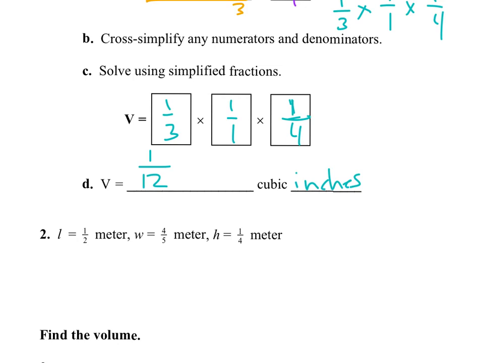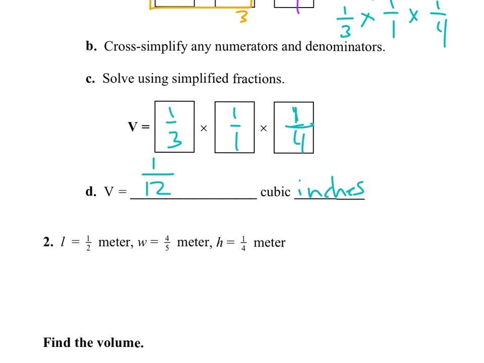Let's take a look at number 2. For number 2, we've got a rectangular prism with a length of 1/2, a width of 4/5, and a height of 1/4. So let's write this down. The volume is equal to the length times the width times the height. Let's plug in our values. So we've got 1/2 times 4/5 times 1/4.